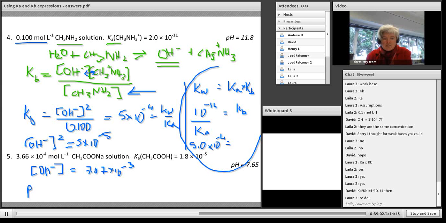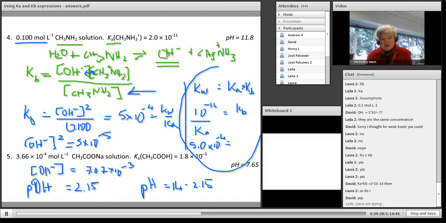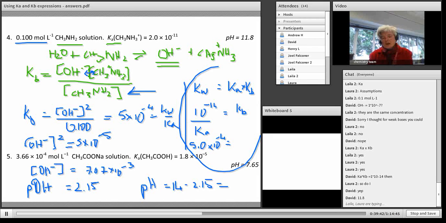Okay, once you've got that, you simply will work out the pOH. So to work the pOH, I just simply take the negative log of that. And I got 2.15. I hope you get that as well. So to get the pH, it's going to be equal to 14, subtract the 2.15, and, sorry, 11.8. Yep. Okay.